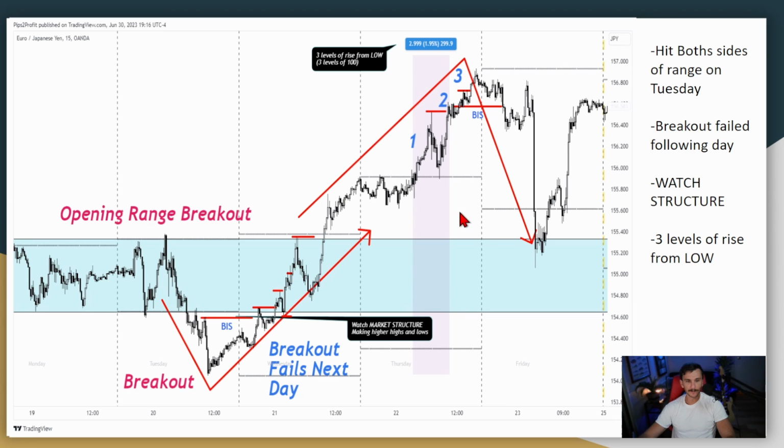Let's take a look at Thursday and Friday. From the low of the week to the high of the week, we have 3 levels of rise. That is 300 pips, 3 levels of 100. Now notice how they come out of consolidation at this level.